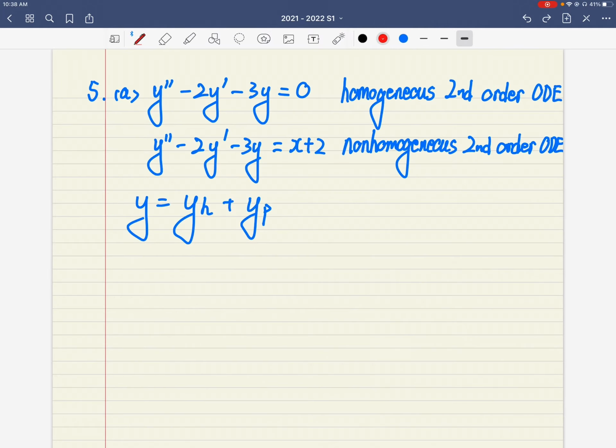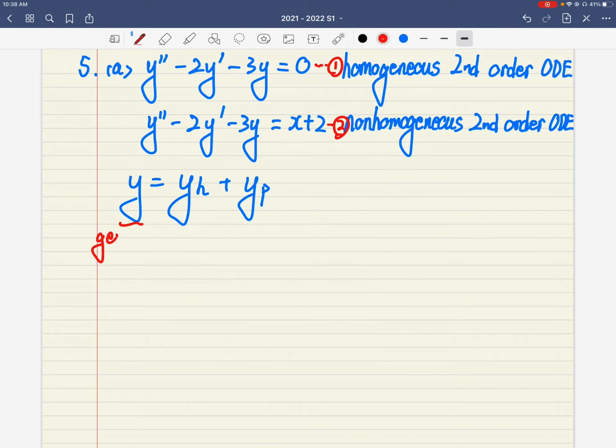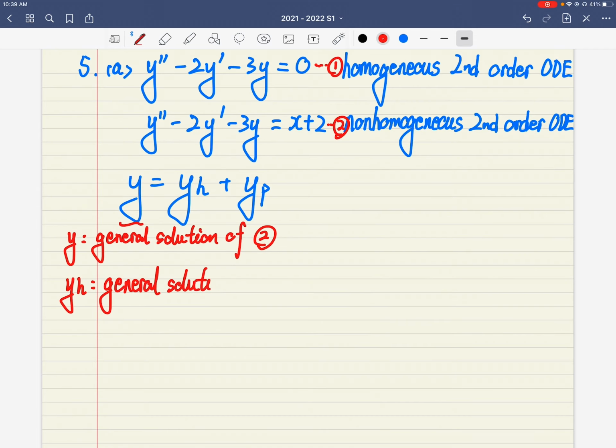Let's call this equation equation 1. Let's call this equation equation 2. This y is going to be the general solution of equation 2. And what is this YH? YH is a general solution of equation 1. And what is YP? YP is a particular solution of equation 2.